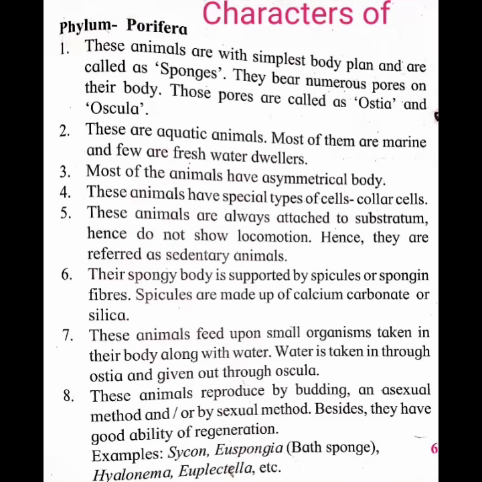Now let us study the characteristics of phylum Porifera. These animals have the simplest body plan and are called sponges. They bear numerous pores on their body called ostia and oscula. They are aquatic, sedentary animals having an asymmetrical body. Their spongy body is supported by spicules or spongin fibers. They have a special type of cells called collar cells. They reproduce by budding asexually. They also reproduce sexually. Besides, they have a good ability of regeneration.